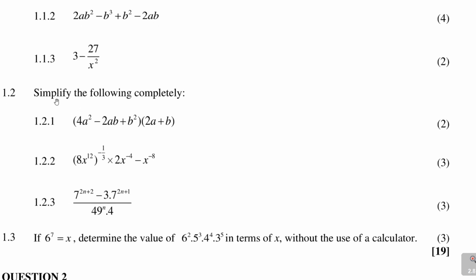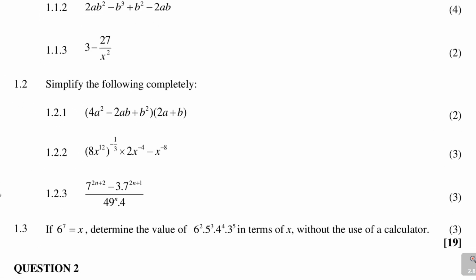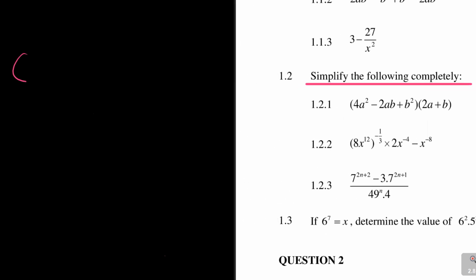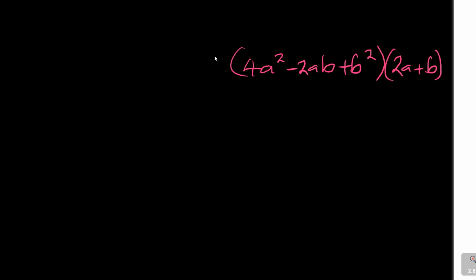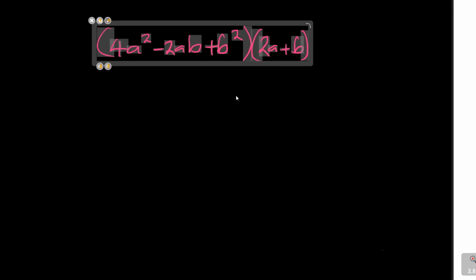There is another one. Simplify the following completely. See, they like such completely. If you mess it up, they will penalize you 2 marks. There's the other one. What am I having here? They are saying I've got 4a squared minus 2ab plus b squared, and then after that they have 2a plus b. They want me to simplify, and guess what? They want me to open up this bracket, but they're confusing you.